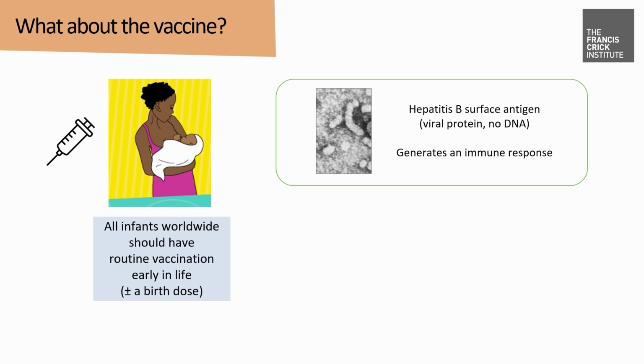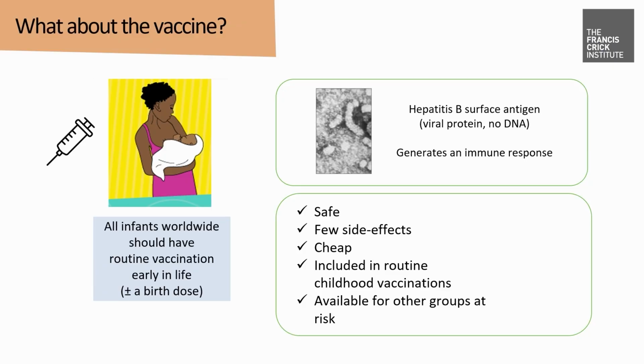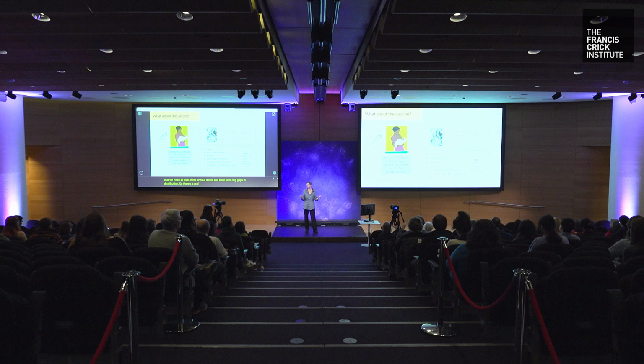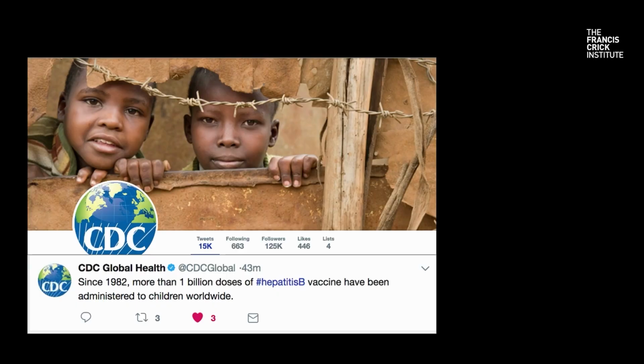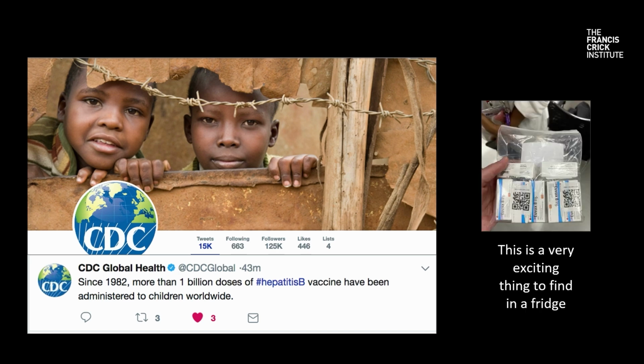The vaccine, like drugs, is actually really safe, effective, cheap, with very minimal side effects, and it should also be available, as well as to babies and infants, to other groups at high risk. The caveats here are that we need at least 3 or 4 doses, and there have been big gaps in distribution, so there's a real problem in equity and reaching the populations who most need it. Nevertheless, since the 1980s, more than 1 billion doses of hepatitis B vaccine have been distributed worldwide.